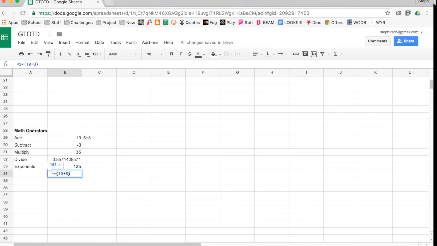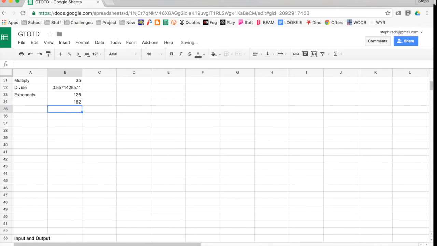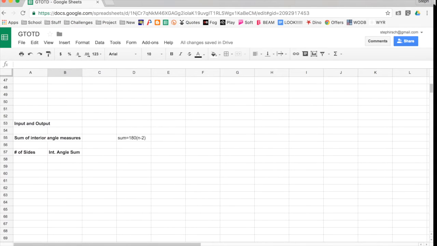So let's see an example of this in a form that has inputs and outputs. So I'm going to scroll down. I had this already set up. A formula that we use a lot in geometry is the sum of the interior angle measures. And the sum of the interior angle measures is 180 times the number of sides minus 2.